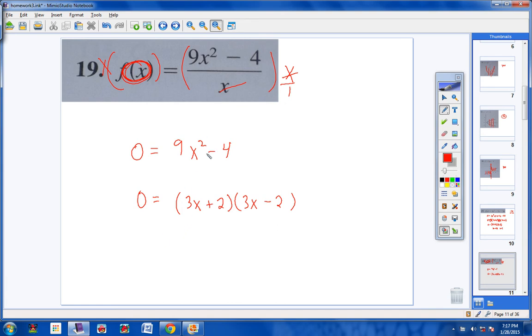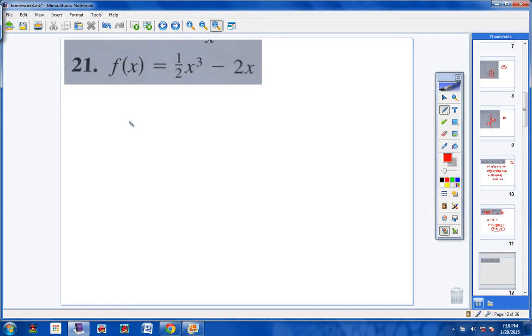Now, if this had been a positive 4, remember you cannot factor the sum of two squares. You can only factor the difference of two squares, okay? Alright, well, if you take this group and set it equal to 0 and solve, you will get negative 2/3. And if you take this group here and set it equal to 0 and solve, you will get positive 2/3. Okay, so there's your zeros or your x-intercepts, positive negative 2/3.